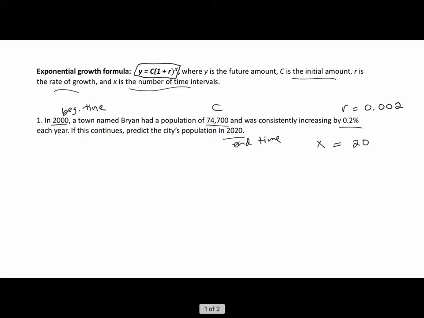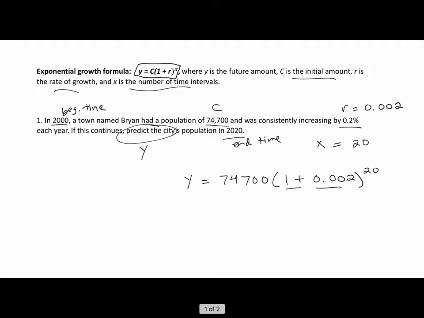All right, so we want to predict the population in the future, so that will be y. We'll be looking for y when c is 74,700 times 1 plus the rate raised to the number of time intervals. So this is something we're going to put in our calculator, and if you have a graphing calculator, it just goes in right the way you have it. If you don't, you have to add first.